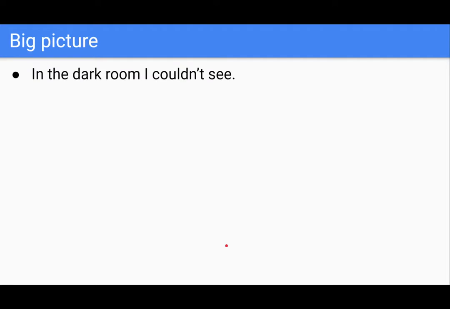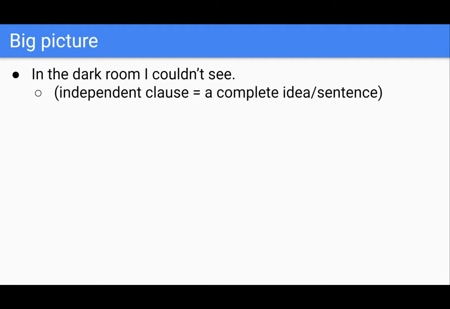Today we're talking about clauses, right? So look at this one. In the dark room, I couldn't see. So here, this is called an independent clause. And remember, a clause has a subject and a verb, but an independent clause means it's a complete idea. It's an idea that makes sense. We can understand it. And that's called a sentence.